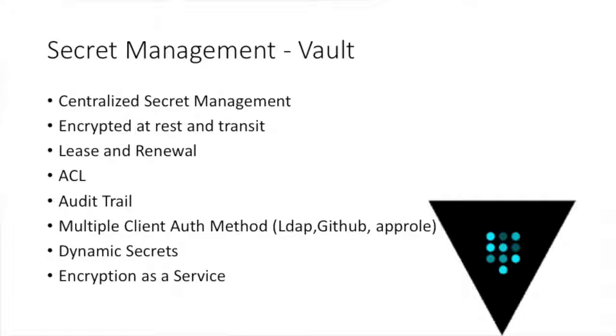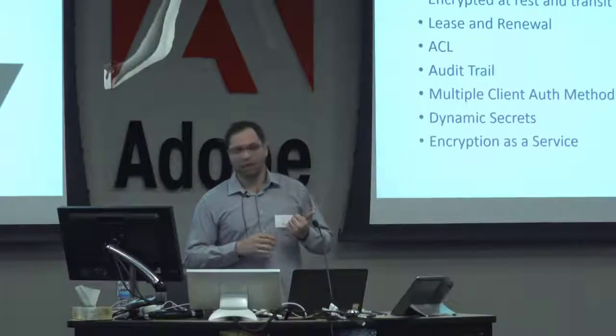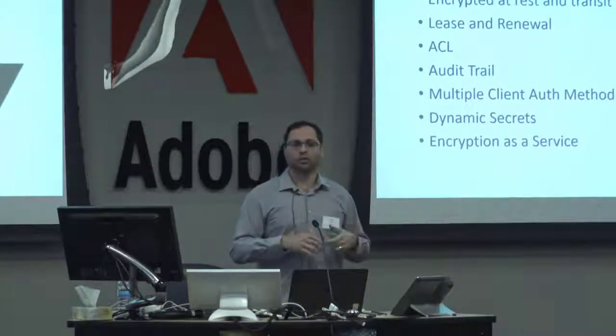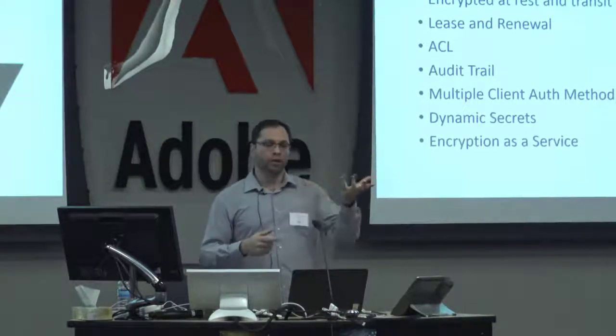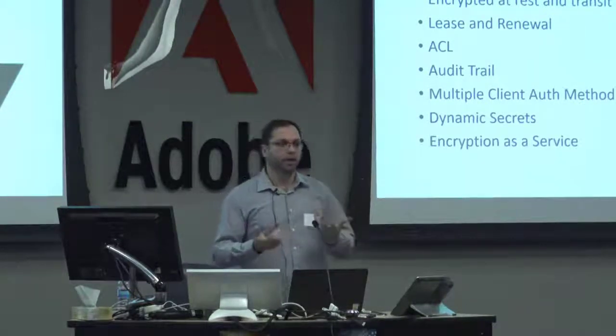Vault also provides many types of authentication methods. You could use GitHub, AppRole, to LDAP. You could actually plug those all into it. There's also something called dynamic secrets that it provides. Dynamic secrets and encryption as a service. So basically, you don't have to write your code to encrypt the information anymore. You could actually ask Vault, can you encrypt this for me, and get back the information?